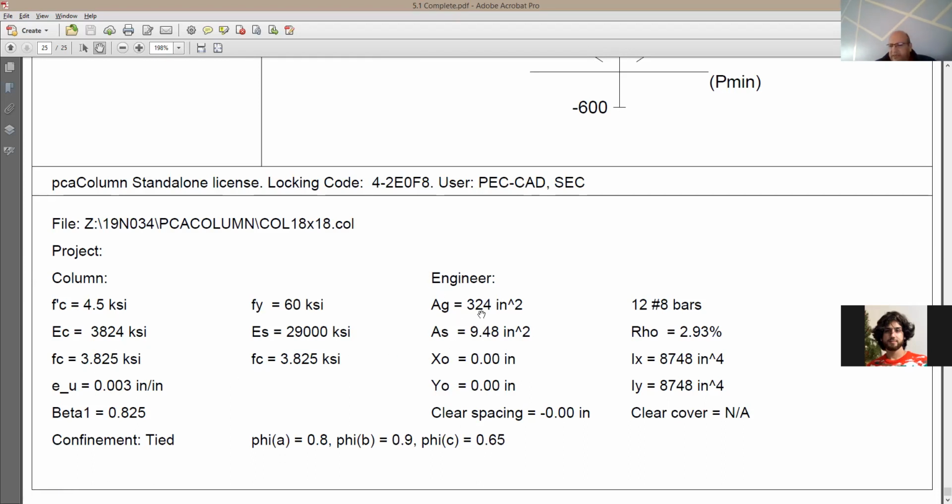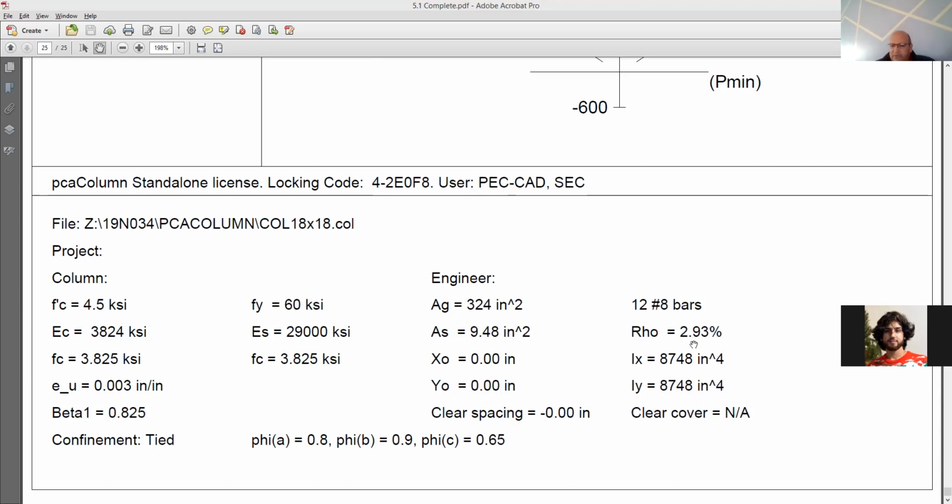Here is the cross section area. If you take 18 by 18, it's going to be 324. For the bars, as you see here, you have 12 number 8. Cross section area is going to be 9.48 square inches of the reinforcing bars. This is going to be AS. Steel ratio 2.93. So the software is going to calculate this out for you.